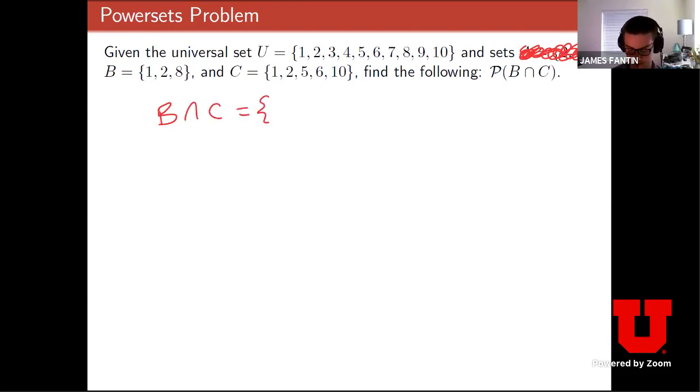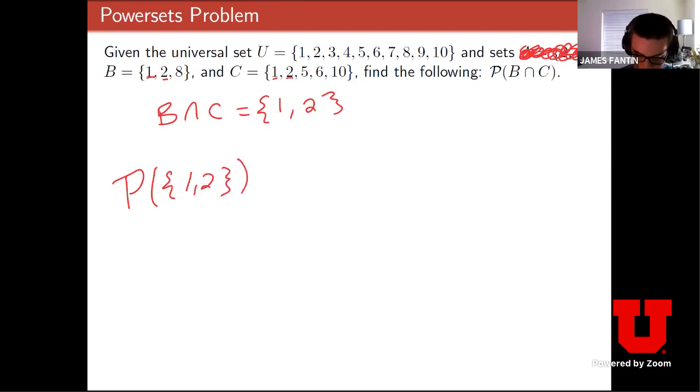Does somebody want to type, what is the intersection of these two sets, B intersect C? Yeah, perfect. Somebody typed in chat, it's the set containing 1, 2, because 1, 2 is in both set B and set C. And now we want to look at the power set of the set 1, 2.